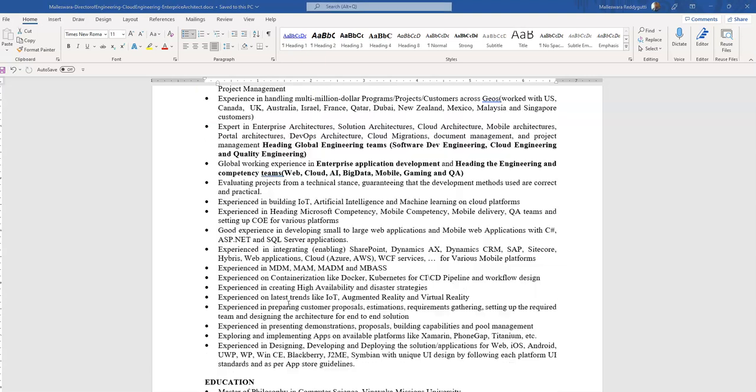That is the reason to be very careful to mention what you are all about in those number of years of experience. In my case, I am highlighting more the global engineering teams, managing the competencies, or the enterprise application development, these areas mainly.